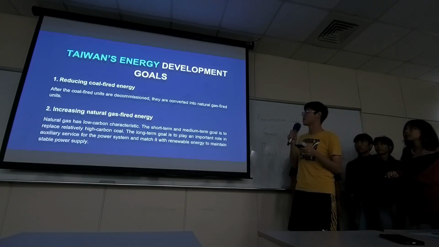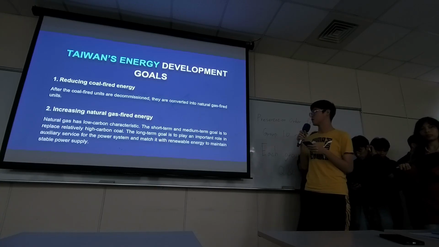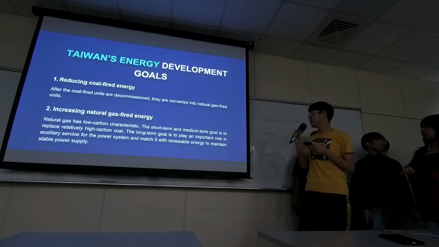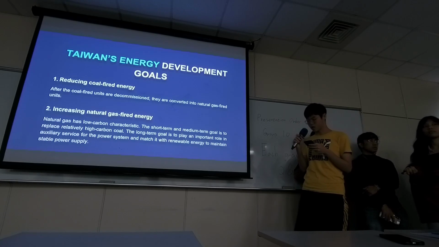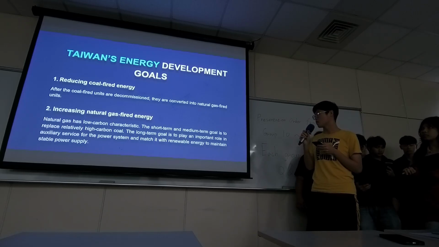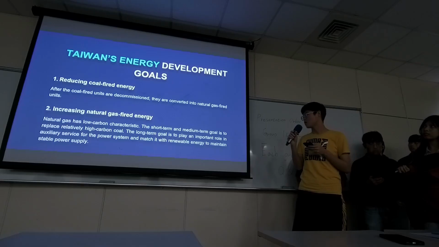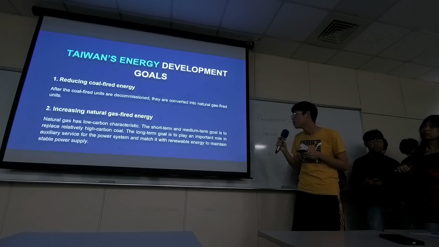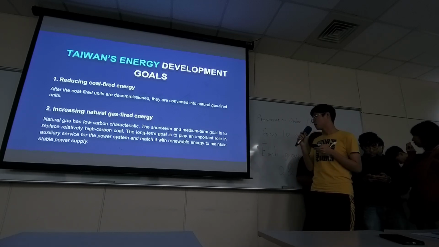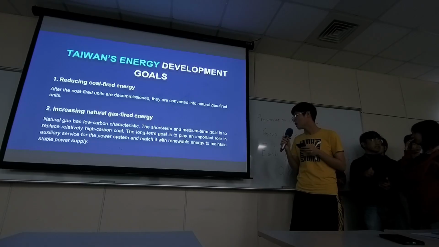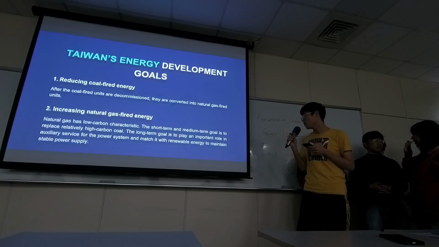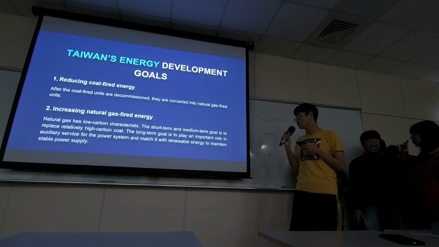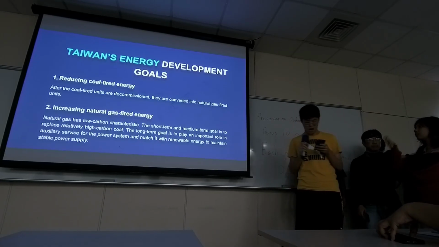Okay, next is Taiwan's energy development goals. Number one is reducing coal-fired energy. After the units are decommissioned, they are converted into natural gas-fired units. Number two is increasing natural gas-fired energy, because natural gas has low carbon characteristics, so in addition to replacing relatively high carbon coal, the long-term goal is to match it with renewable energy to maintain a stable power supply.